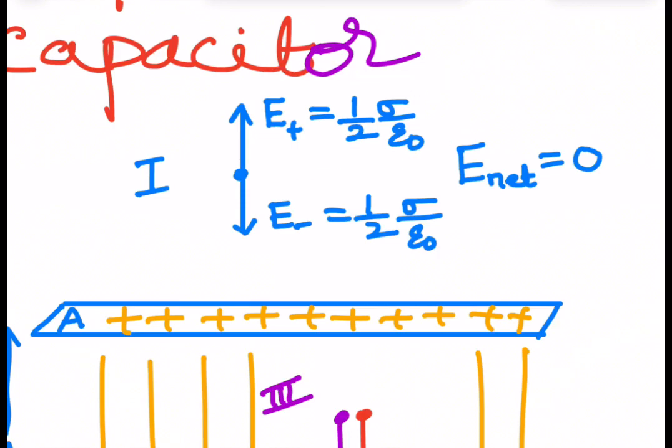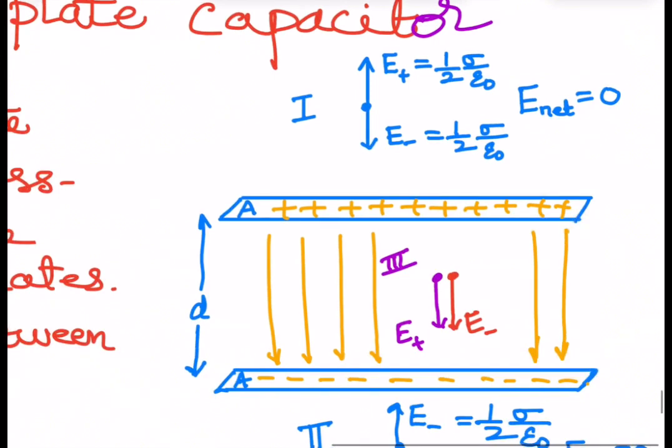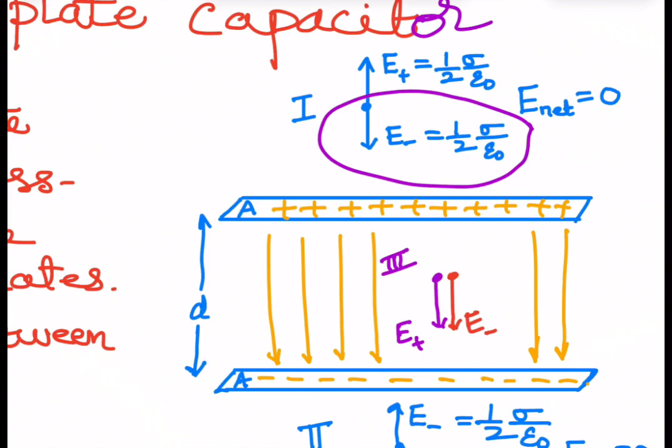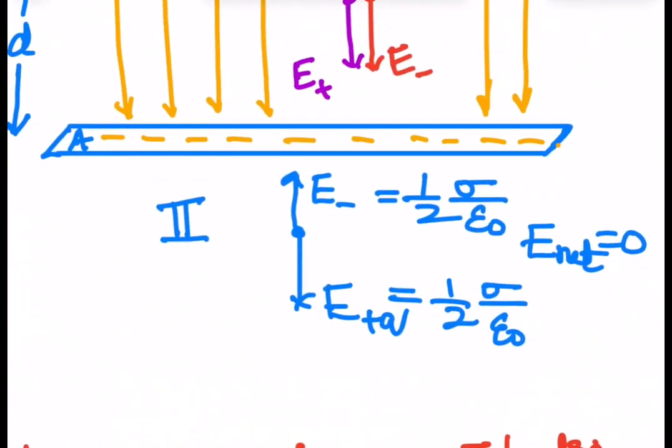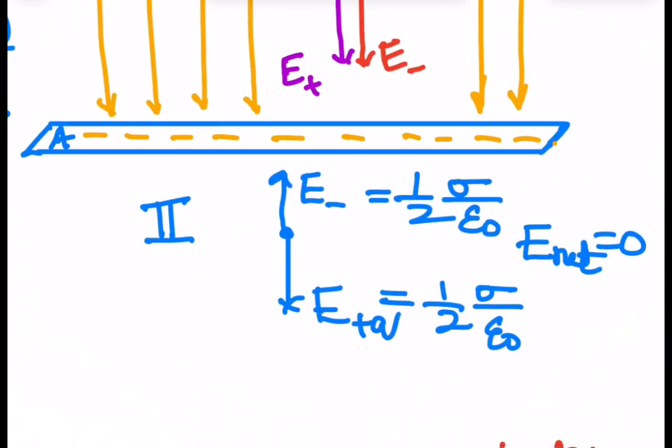Okay, and then what is the electric field due to the negatively charged plate? It is equal in magnitude but opposite in direction. And then you have to mention what is the net electric field outside the capacitor. So it is 0. They are equal and opposite electric fields. Similarly, the same thing you have to write.